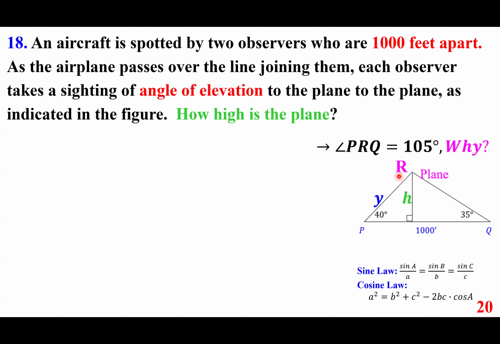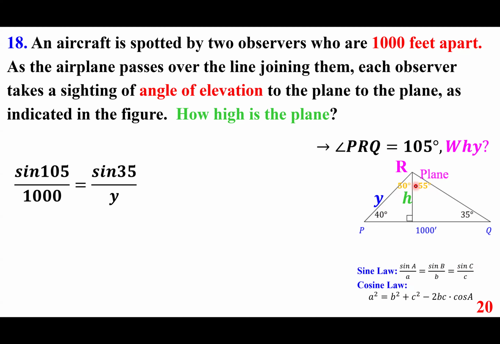Okay. Now, in order to find h, we need y. And so we go with the sine law, sine A over A equals sine B over B equals sine C over C. So we can recognize these two angles, by the way, at 50 and 55, because 35 plus what number is 90 degrees? 40 plus what number is 90 degrees?